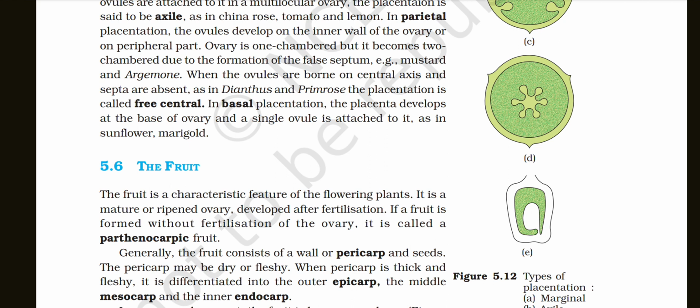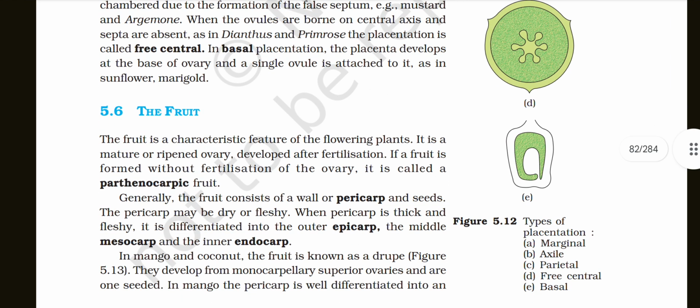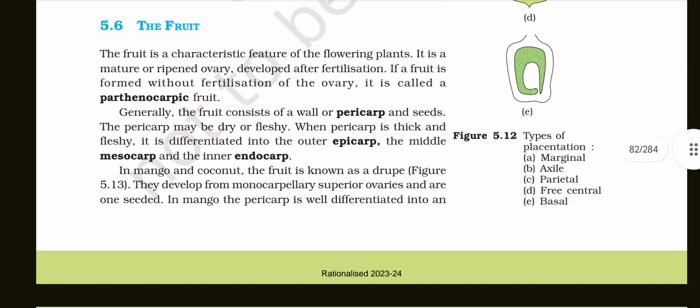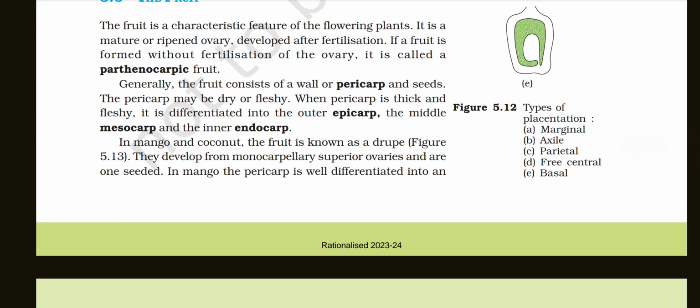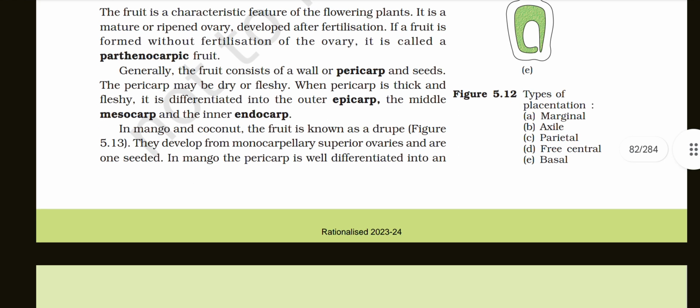In basal placentation, the placenta develops at the base of the ovary and a single ovule is attached to it, as in sunflower and marigold. The fruit. The fruit is the characteristic feature of the flowering plants. It is the mature or ripened ovary developed after fertilization. If a fruit is formed without fertilization of the ovary, it is called a parthenocarpic fruit.